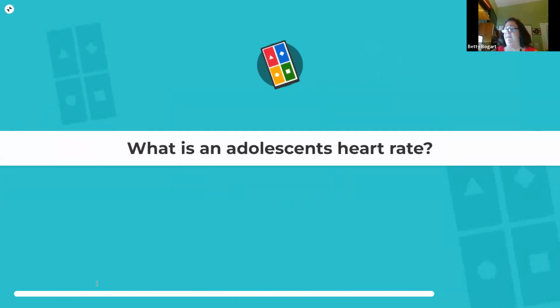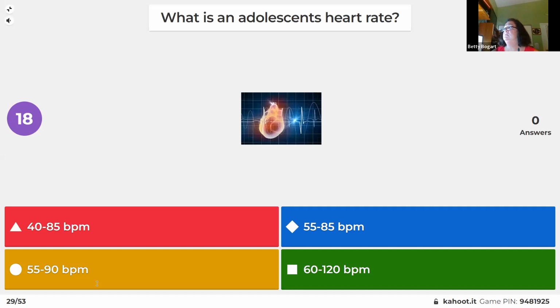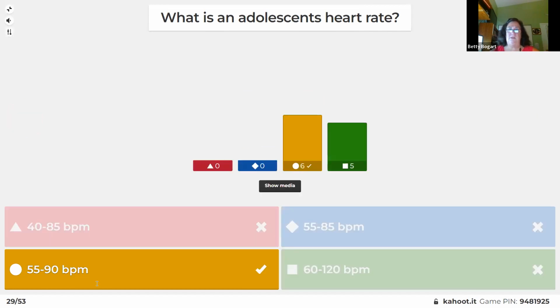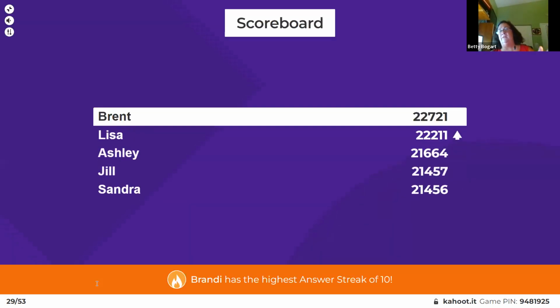What is an adolescent's heart rate? So an adolescent is slightly lower than an adult, but it's right there only because they're slightly more active, 55 to 90, and that's absolutely normal for an adolescent. So, you've seen from infants, 140 to 160, up to your adolescents.